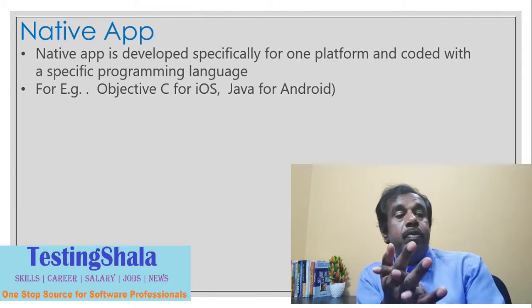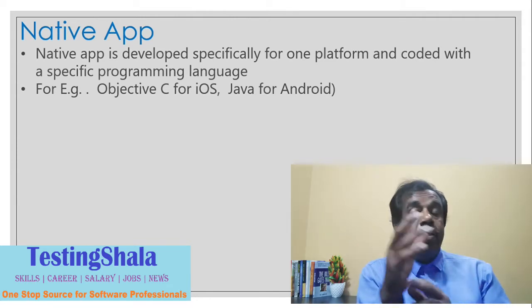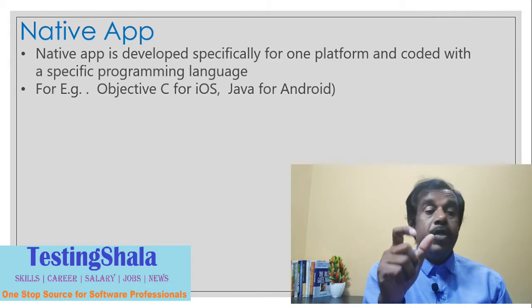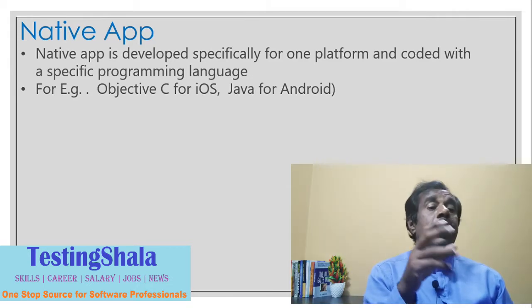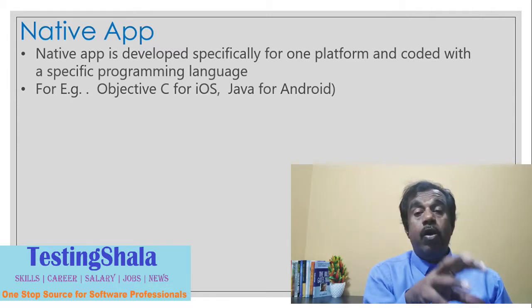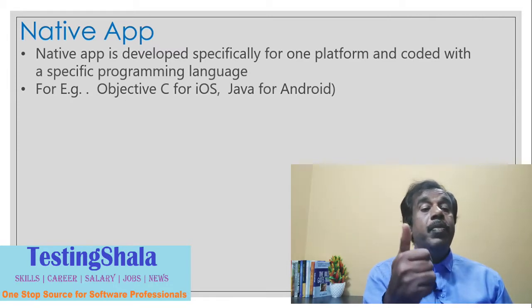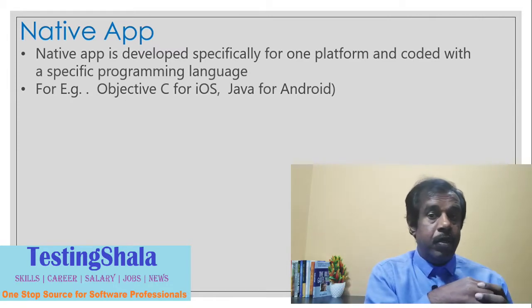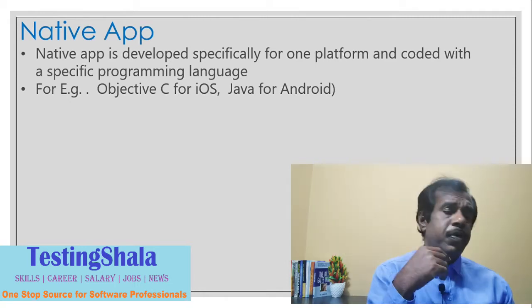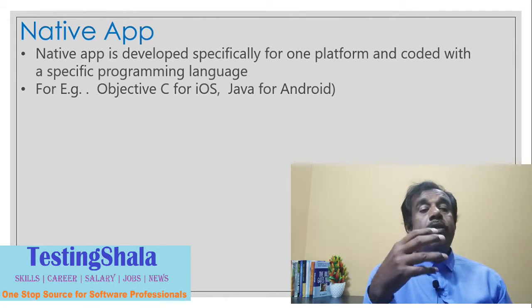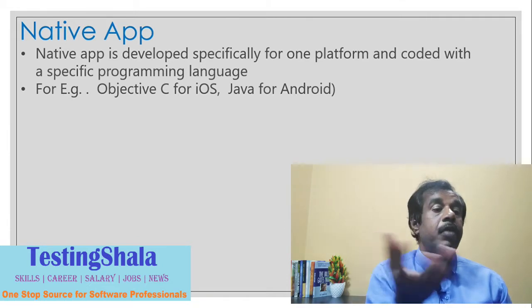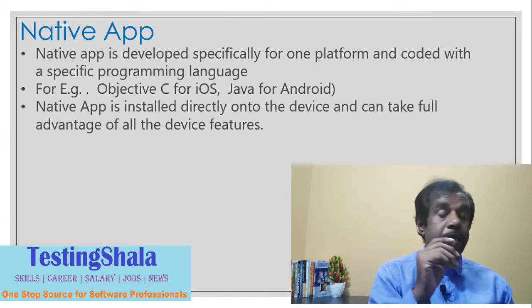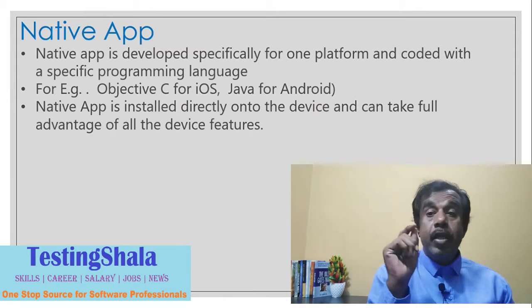Let's say, for example, the programming language Objective C is used for iOS. So whatever app has been written in Objective C cannot run on Android platforms. Similarly, whatever app is developed using Java for Android may not be able to work on iOS. That is a major challenge in native apps.